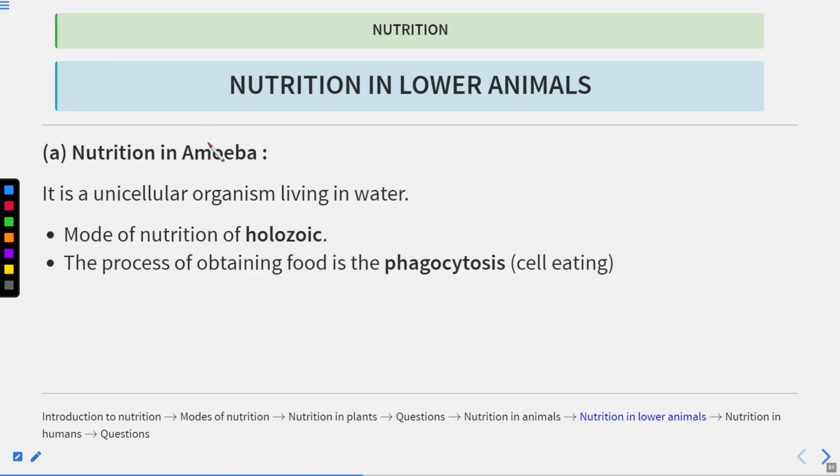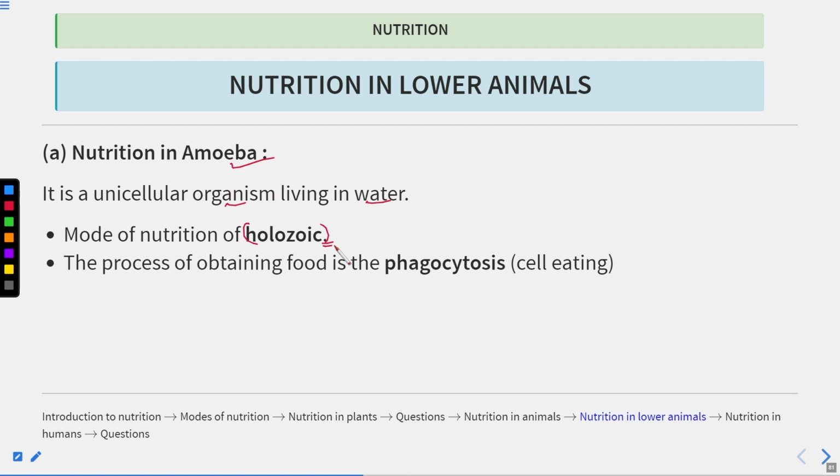Now let's talk about the nutrition in amoeba. How amoeba gains the nutrition, how it gains the energy. Amoeba is a unicellular organism which lives in the water. Here the mode of nutrition in amoeba is holozoic. This we have already discussed in the previous session. In amoeba and in man also, the mode of nutrition is holozoic.